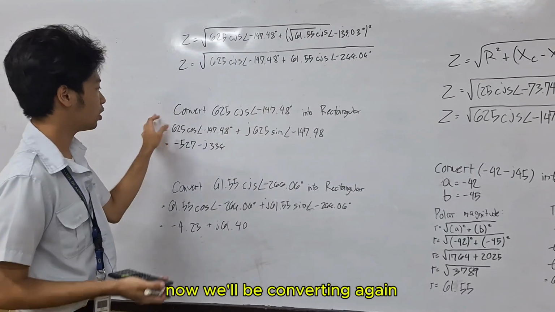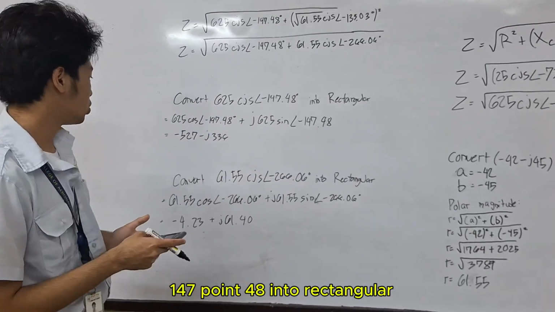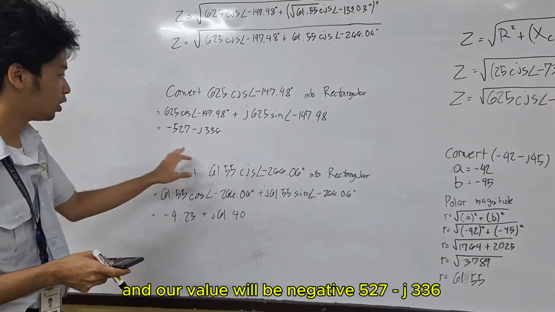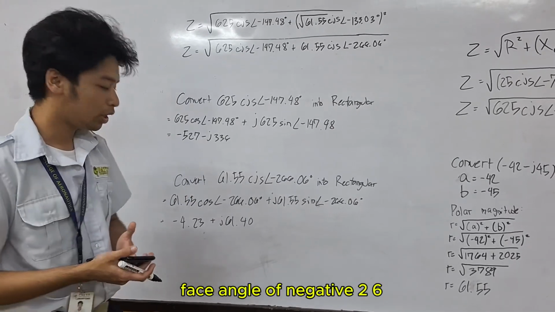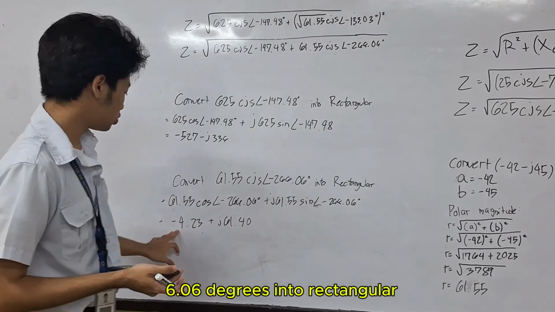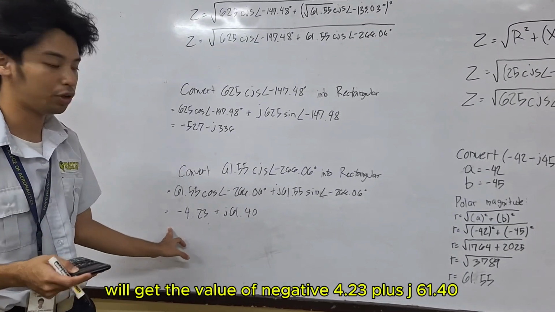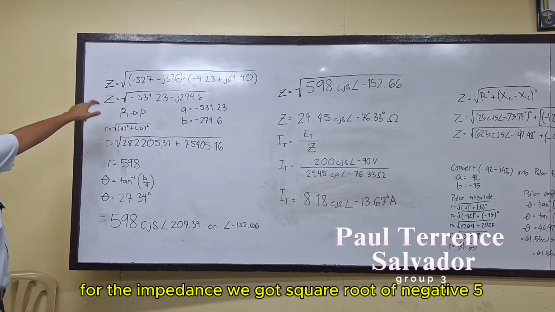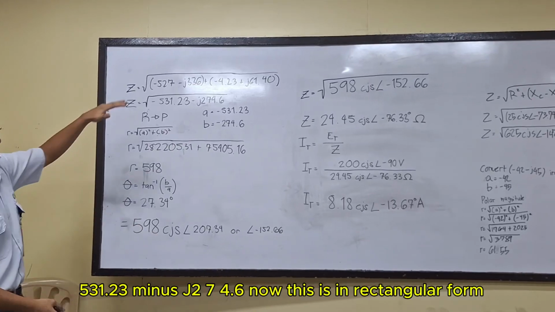Now we'll be converting 625 cis phase angle of negative 147.48 into rectangular. Putting it in our calculator, our value will be negative 527 minus j336. The next is converting 61.55 cis phase angle of negative 266.06 degrees into rectangular. Putting it in our calculator, we get the value of negative 4.23 plus j61.4. For the impedance, we got the square root of negative 531.23 minus j274.6. Now this is in rectangular form.